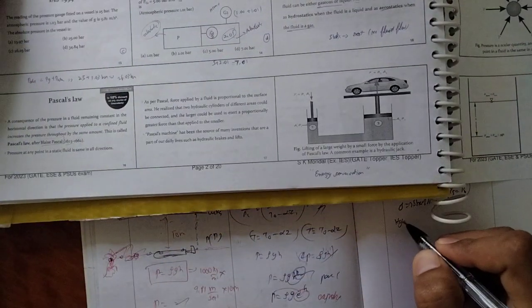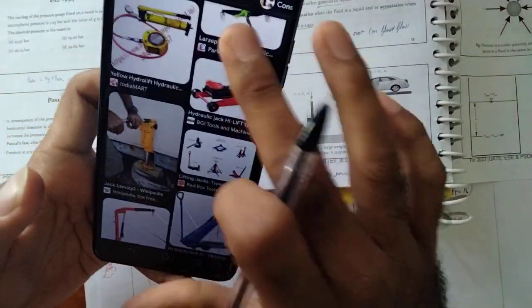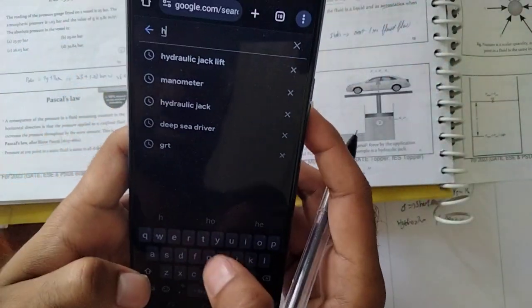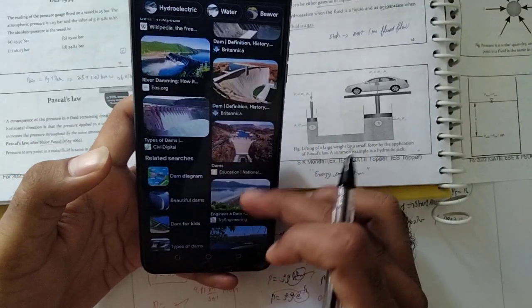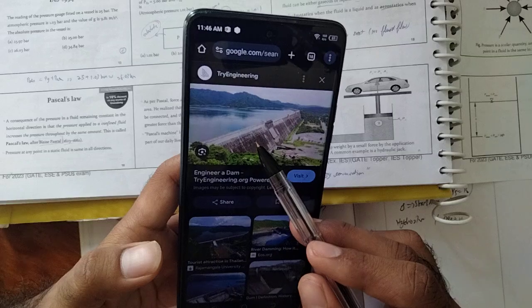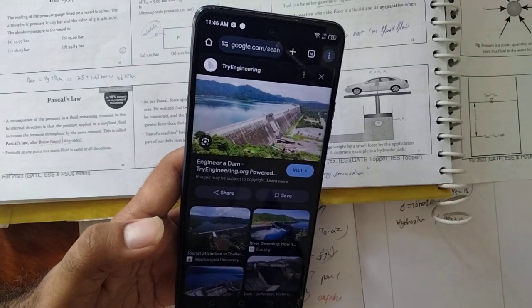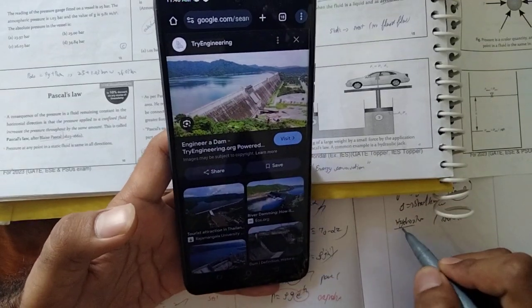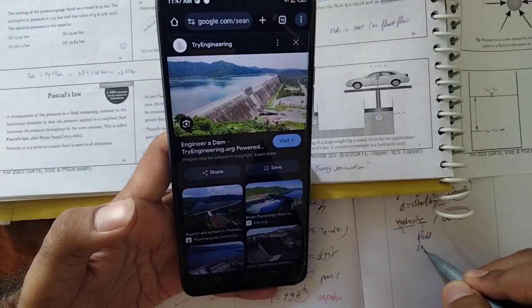So guys, until now we have been seeing only hydrostatics, and the next one is aerostatics. Dam. You can see in this dam, is the water behind the dam continuously moving? No, definitely not. So the water remains in a static condition. Hydro means water, static means a fluid at rest. It means especially liquid at rest.